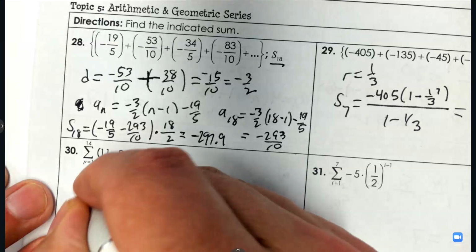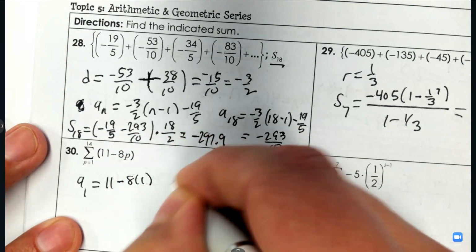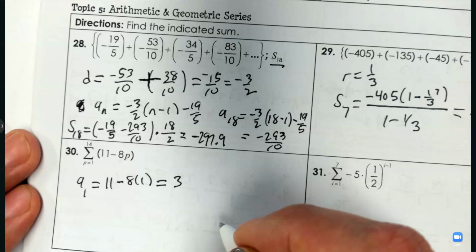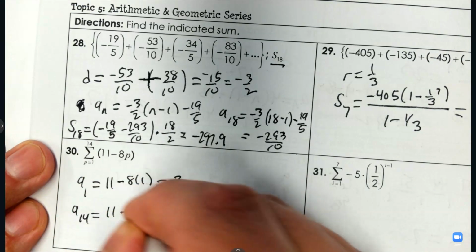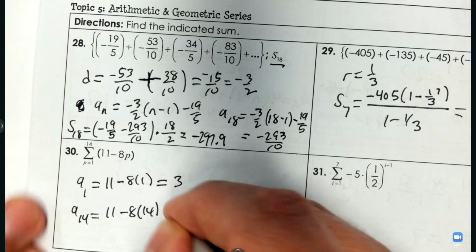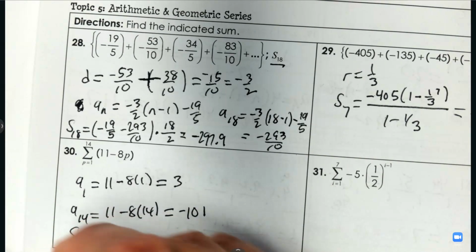So I need to know the first term. So I need to plug in 1. So 11 take away 8 times 1. That's 3. Then I need to plug in 14. So it's 11 take away 8 times 14. That's negative 101. And then the formula to add them up.